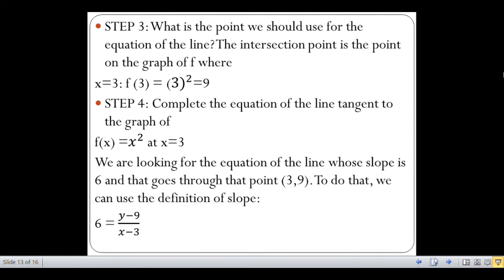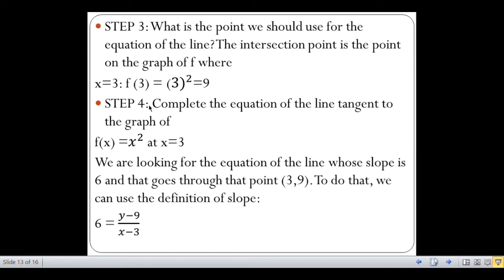So, for our step 3, hahanapin na po natin class is yung point on the line. Step 3: what is the point we should use for the equation of the line? The intersection point is the point on the graph of f where x equals 3. So, f of 3 equals 9. Yung x, papalitan natin ng 3. Kasi yung given natin kanina is x squared at x equals 3. So, yung x, palitan ng 3, then squared. Then, simplify. 3 raised to 2 or 3 times 3, we have 9.